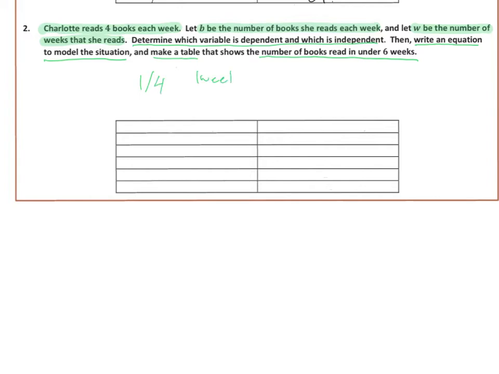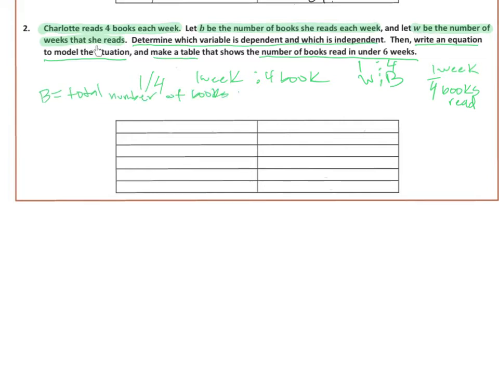1 week, 4 books. And that's a good little ratio right there. We can even say it's a W to B ratio of, for every 1 week that goes by, she'll read 4 books. The rate is for every 1 week, 4 books are read. That means that B does not equal the number of books she reads each week, but it's equal to the total number of books that she reads, given the amount of weeks that she reads. W is the number of weeks that she reads. The number of books she reads each week is equal to 4.